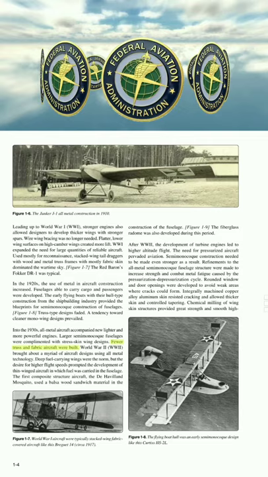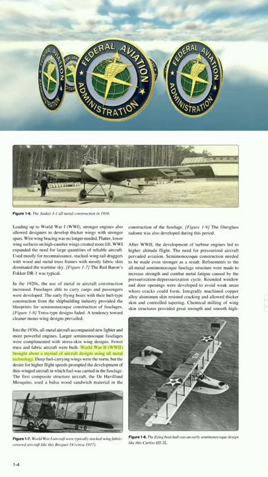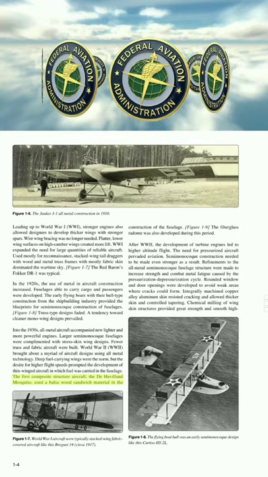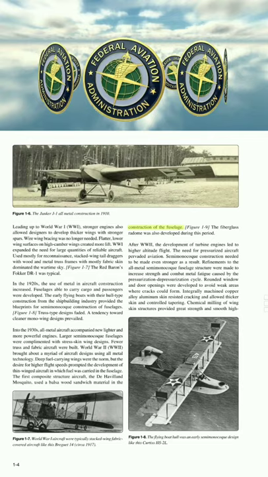World War II brought about a myriad of aircraft designs using all-metal technology. Deep fuel-carrying wings were the norm, but the desire for higher flight speeds prompted the development of thin-winged aircraft in which fuel was carried in the fuselage. The first composite structure aircraft, the de Havilland Mosquito, used a balsa wood sandwich material in the construction of the fuselage. Figure 1-9. The fiberglass radome was also developed during this period.